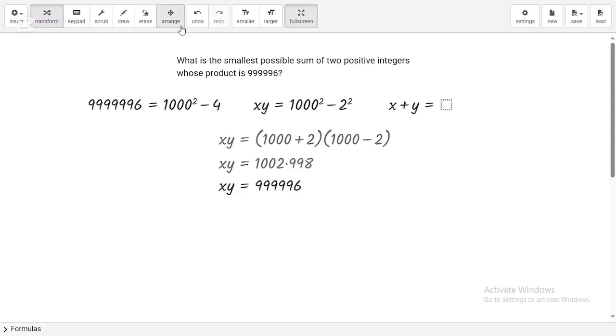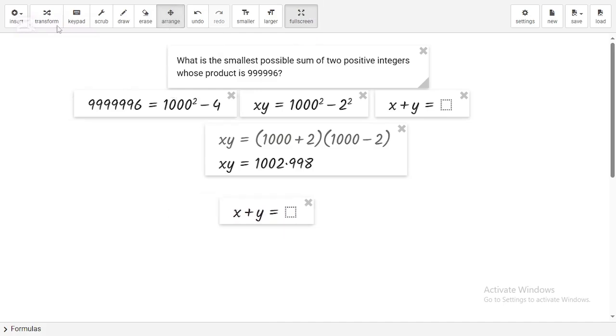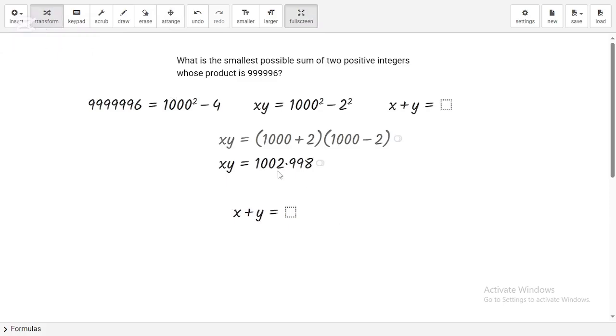If we check that product, we discover that we have the two factors to be correct because it's giving us 999,996. So we could pick any of them as x, and pick any of them as y. We don't really need to know the value of x and y. We need to know their sum. So we can plug in the value of x, which is 1002, and the value of y, which is 998.